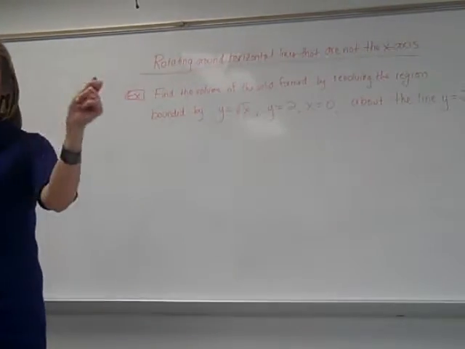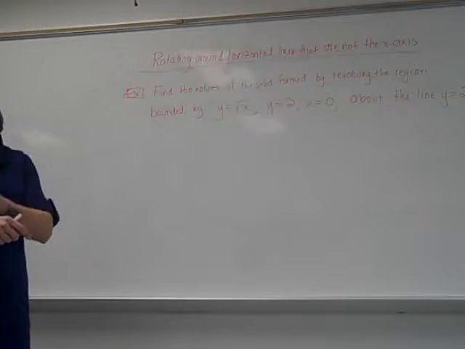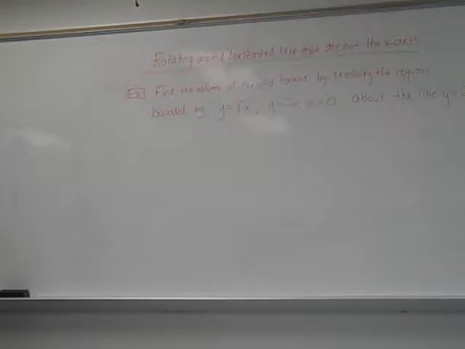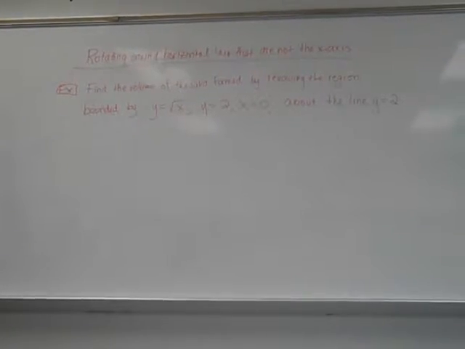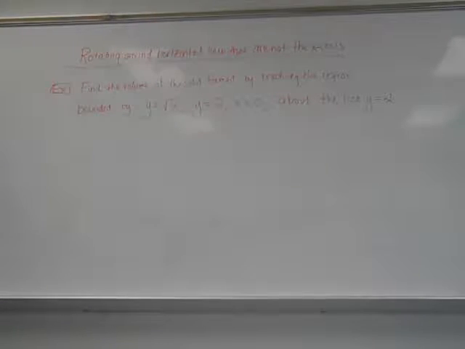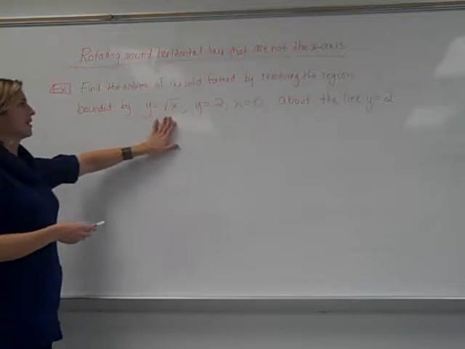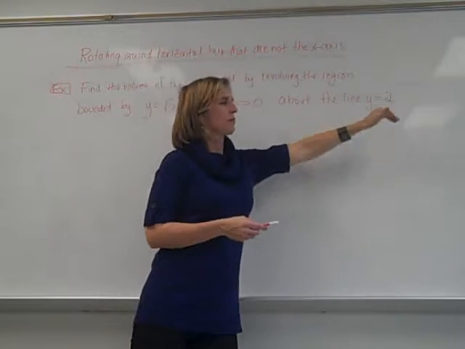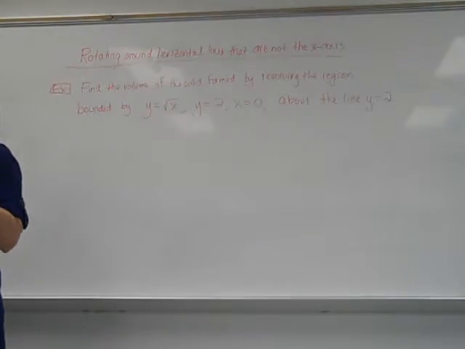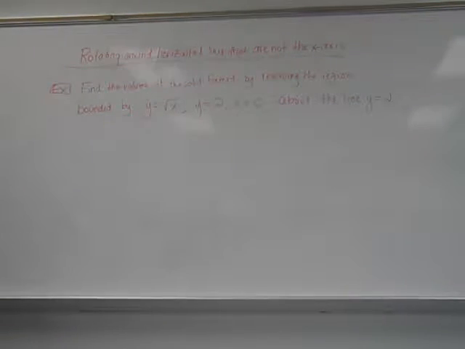Anyway, the third question in that problem, the third part, said find the volume of the solid formed by revolving the region bounded by those curves about the line y equals 2. So instead of revolving around the x-axis, we go around another horizontal axis that's somewhere else.